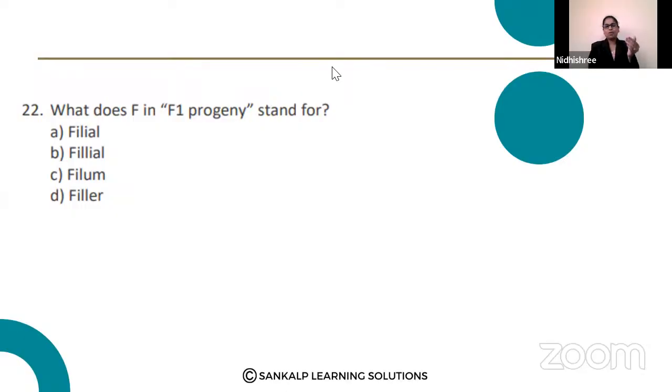Option C and option D are not related to this question. So between A and B, most of you answered option B, and few of you answered option A. Option A, filial, is the right answer. Chaitra, Praveen, and all voted for option A. Good. So filial, option A, is the right answer.